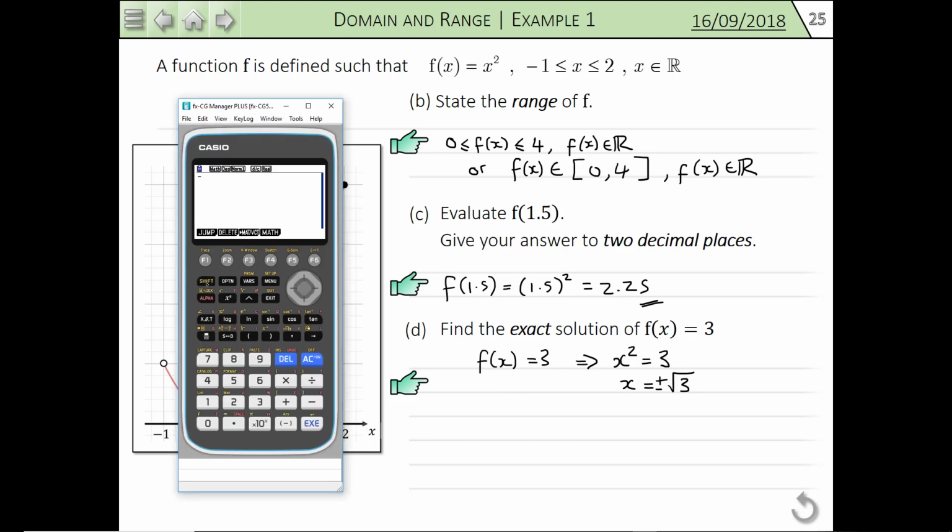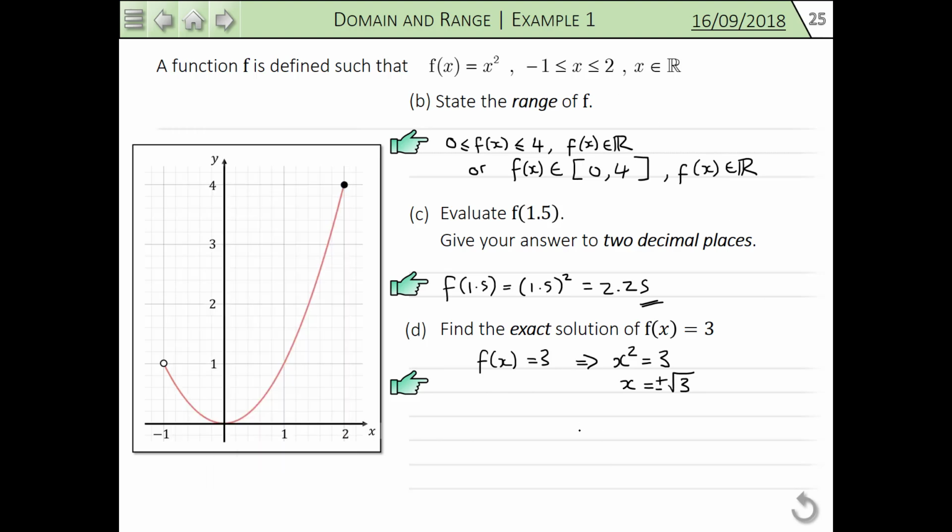If we calculate the square root of 3 and get a decimal approximation, we find that minus root 3 is approximately minus 1.73. But since the lower end of our domain is -1, we can't have x values that are less than -1. Therefore, we can only have the positive value of root 3, which will be 1.73, which is less than 2. So to finish the question, we must say that x is equal to root 3. I don't actually need a positive sign here anymore because the square root symbol we use here actually means the positive square root.